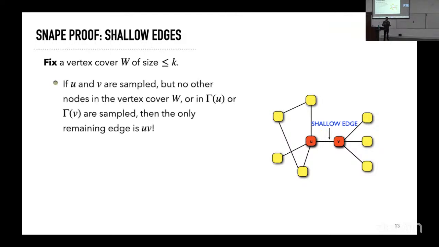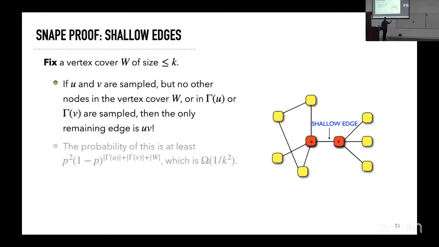So one way in which that edge UV is preserved is if U and V are both sampled during the vertex sampling part of it, but no other nodes in the vertex cover or in the neighborhoods Gamma U and Gamma V of U and V are sampled, right? So if that happens, then notice that the only remaining edge is the edge UV. All other edges disappear because they're either adjacent to U and V, but those disappeared, or they're adjacent to something else in the vertex cover, and that disappeared. By definition of the vertex cover, right?